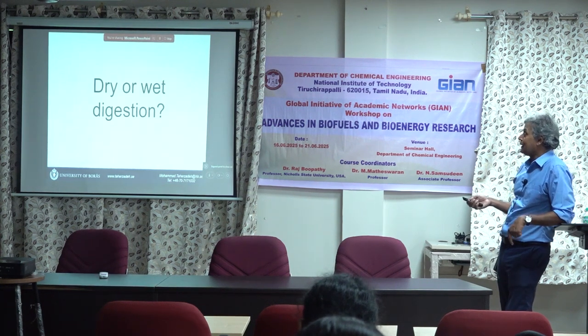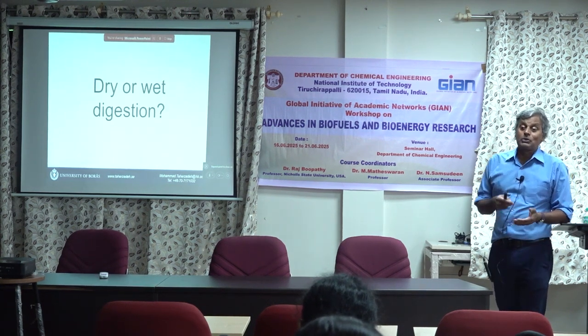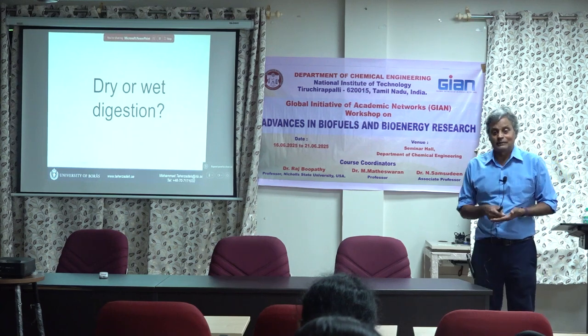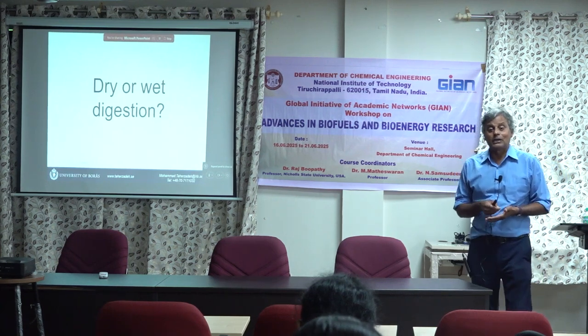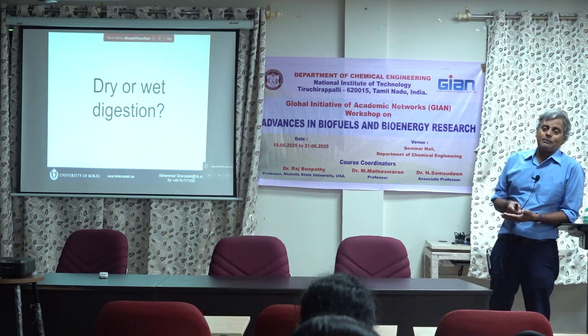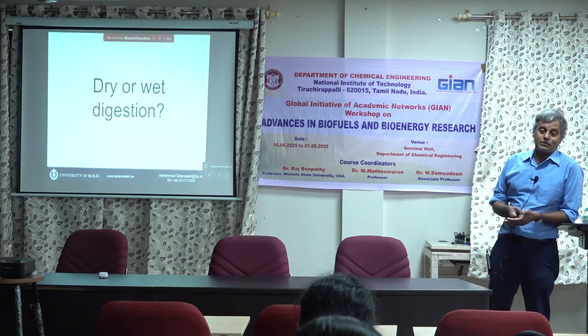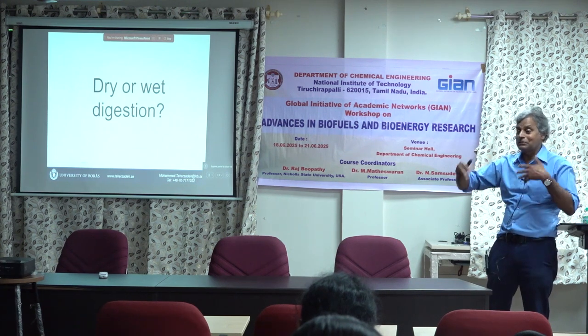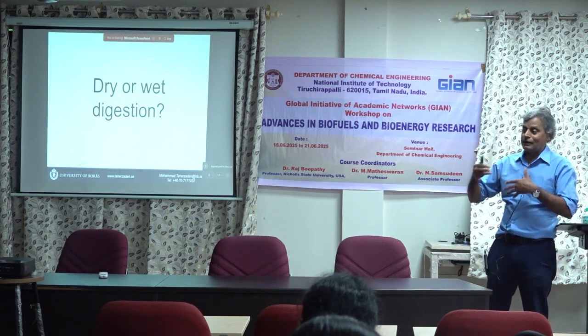Next question is whether you want to do dry or wet digestion, the solid content in your anaerobic digestion. Anything 30% or more we call dry digestion, even though there is 70% water. When you have high solids, it's hard to mix your slurry. It's really, really hard mixing.